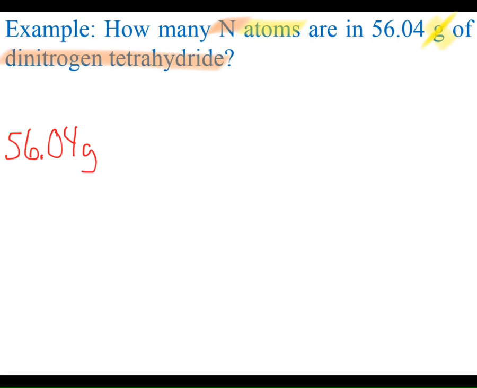56.04 grams. What is dinitrogen tetrahydride? N2H4. Okay. I have mass. When you have mass, there's only one thing you can do. What is that? Molar mass. So let's add up 2 nitrogens, 4 hydrogens: 28, 32.06.